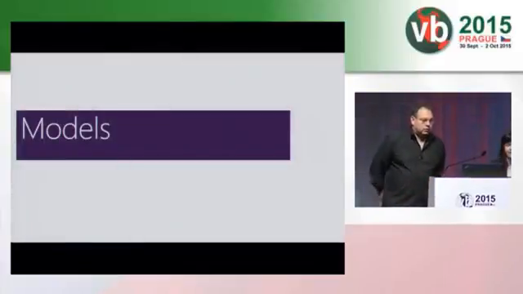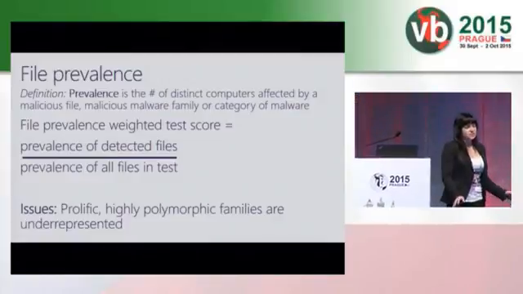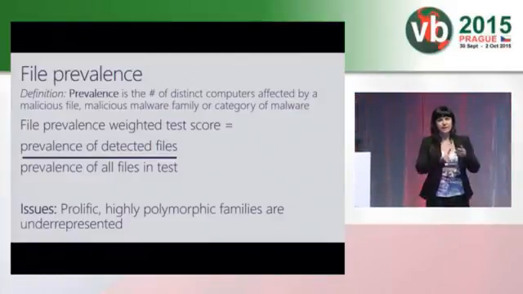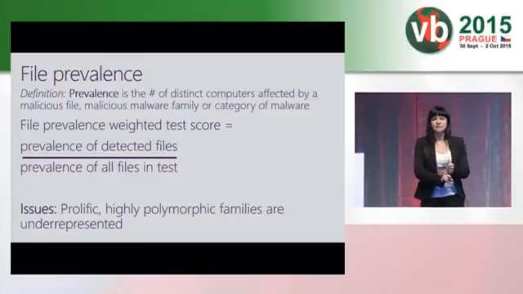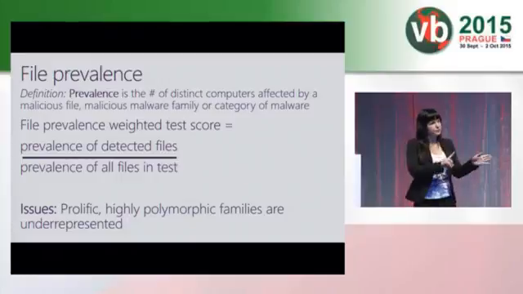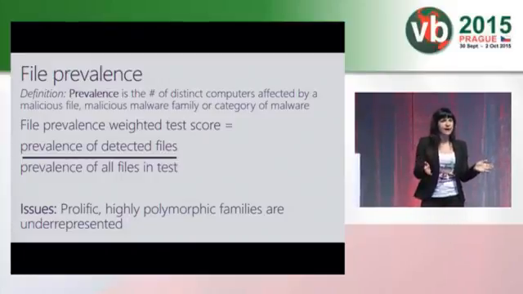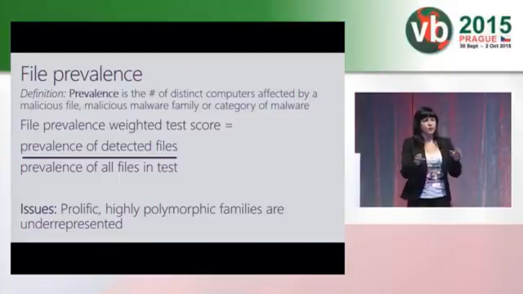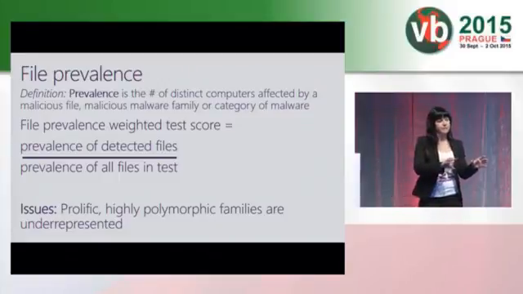So let's have a look at the different models that we have evaluated. The first one is really simple. You take a file that's in the test set, and you look at the customer prevalence of that file. So how many distinct computers reported that file, either through unknown telemetry or through confirmed detections throughout a certain time period. Then you weight that across all the files that are in the test set, and the prevalence of those files.